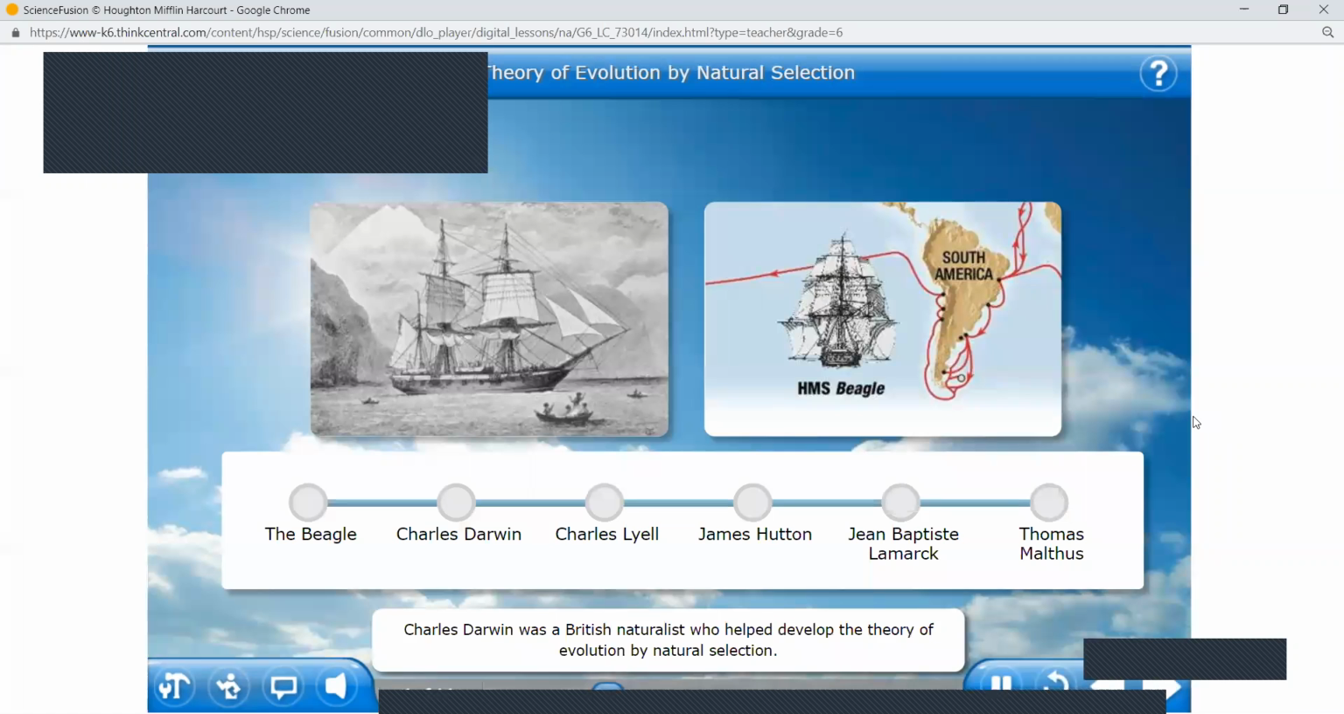Charles Darwin was a British naturalist who helped develop the theory of evolution by natural selection. Click the dots on the line to learn about the influences on Darwin's thinking as he developed his theory of evolution. So there are many scientists whose thinking actually affected him, step by step, one by one.